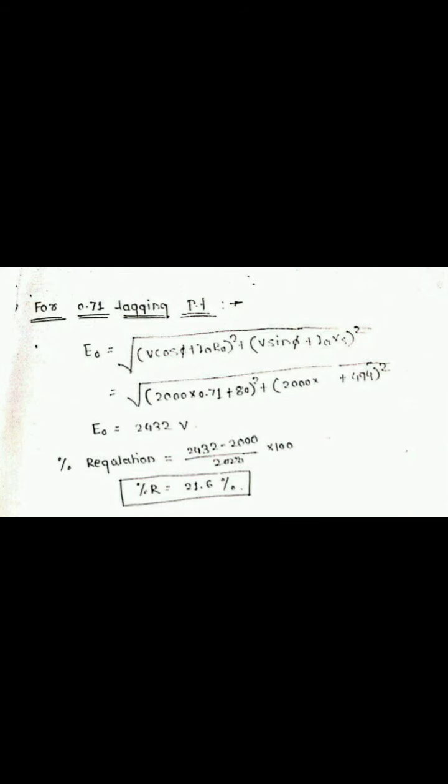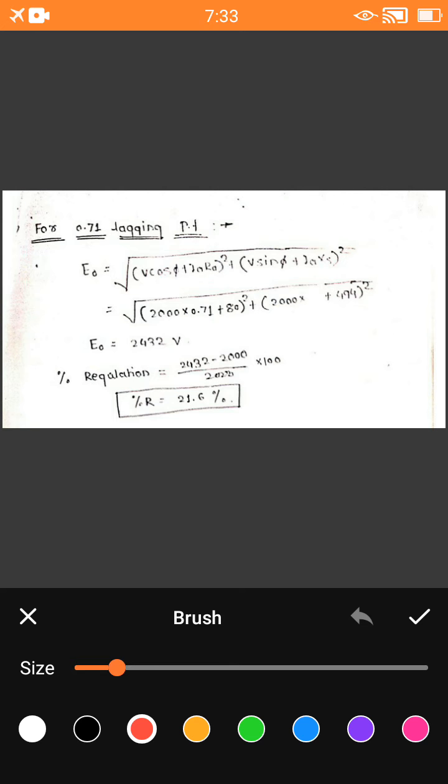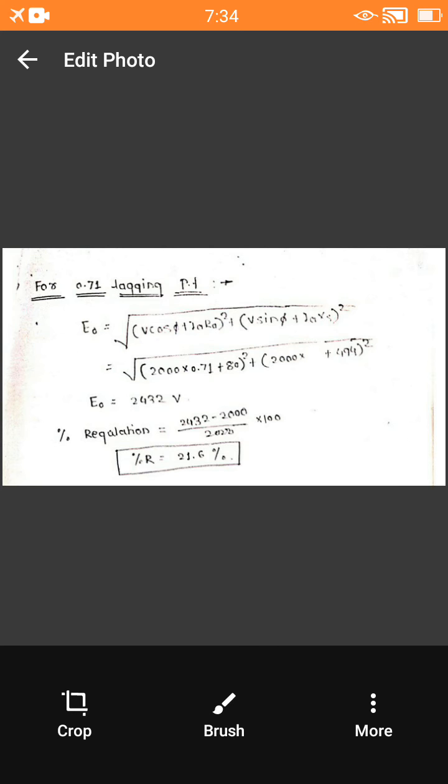So let's start the third case, and for the third case we want to find out the voltage regulation at 0.71 lagging power factor. For the lagging power factor, we know the fundamental formula. In that particular formula for lagging power factor, the sign is plus. Considering this sign, we can find out the value of E0, and the formula is square root of (V cos phi plus IRA drop) square plus (V sin phi plus IA XS) square.